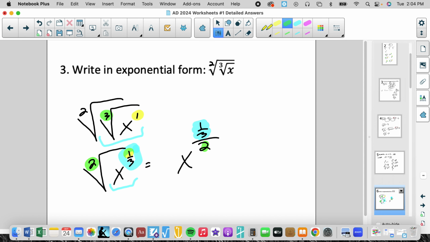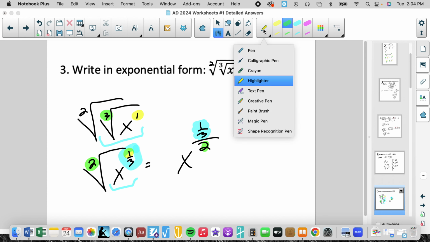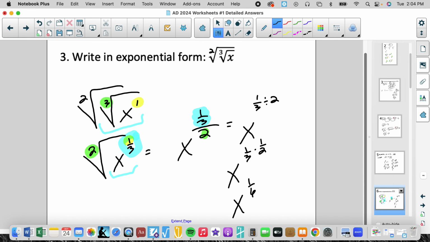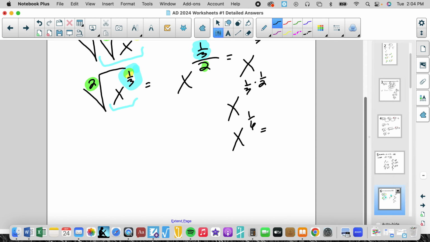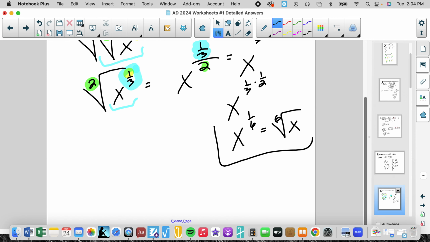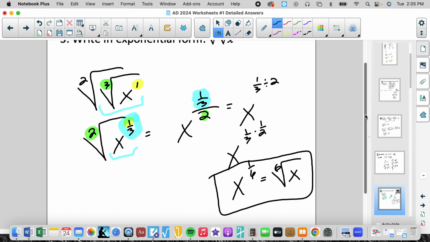And now we can simplify that because we have a superfraction. The superfraction tells me that that is 1/3 divided by 2, which equals 1/3 times 1/2, which equals x to the 1/6. And that could be written either x to the 1/6 or the 6th root of x. So I don't know what they want. Either of those work. But this would be the answer. Cool. Okay with that? Nice.